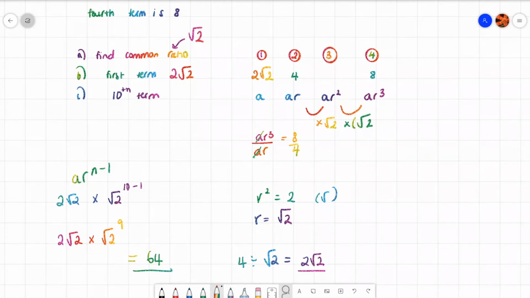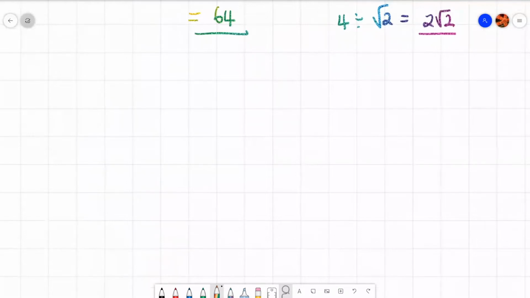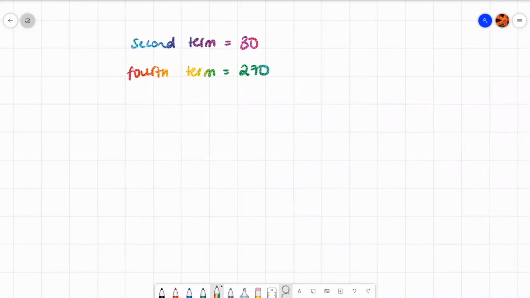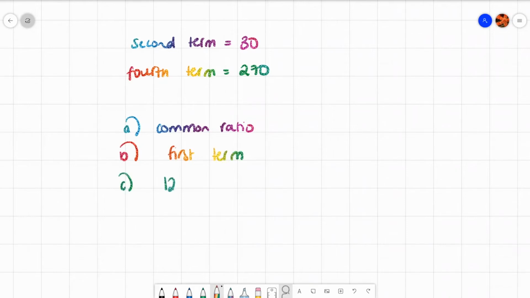Let's have a look at one more example like this. So very popular kind of question in your GCSEs. So let's have a look at another one. The second term is 30. The fourth term is 270. We have to work out the common ratio, we have to work out the first term, and we have to work out the 12th term.